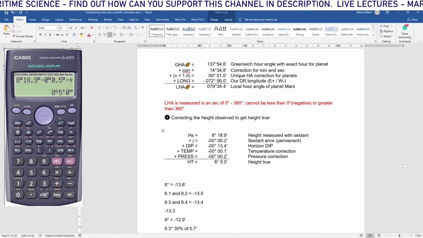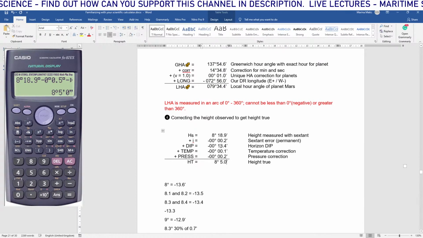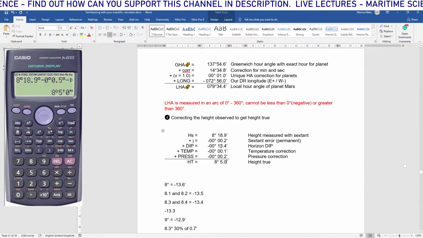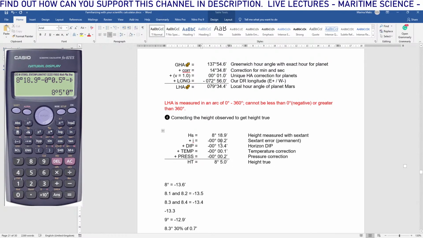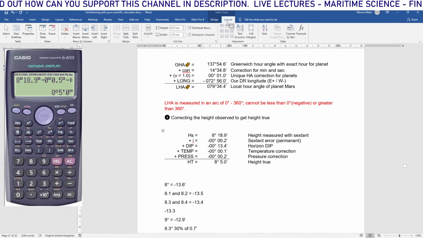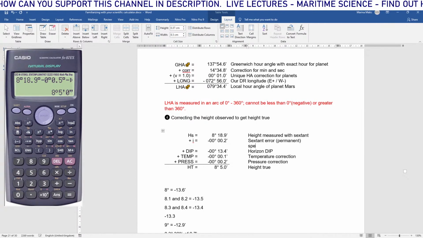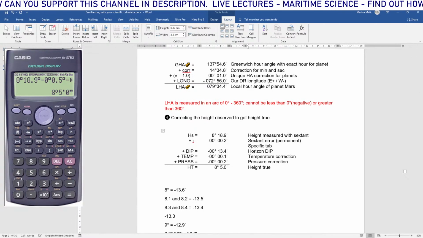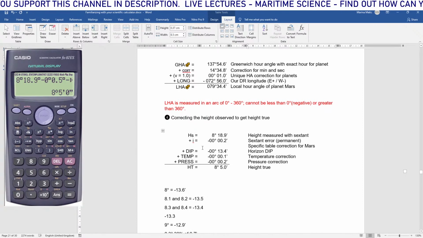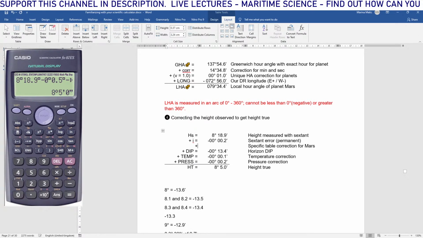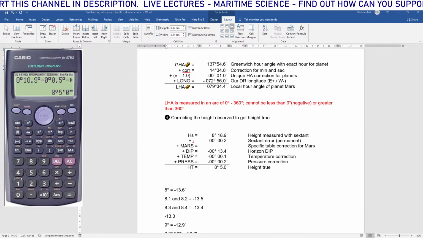5.0. So this is negative. This is dip. Okay. This is temperature. This is pressure. Oh, wait. This is Mars. Specific table correction for Mars. I knew I was missing something. So plus Mars correction. And Mars has its own correction.